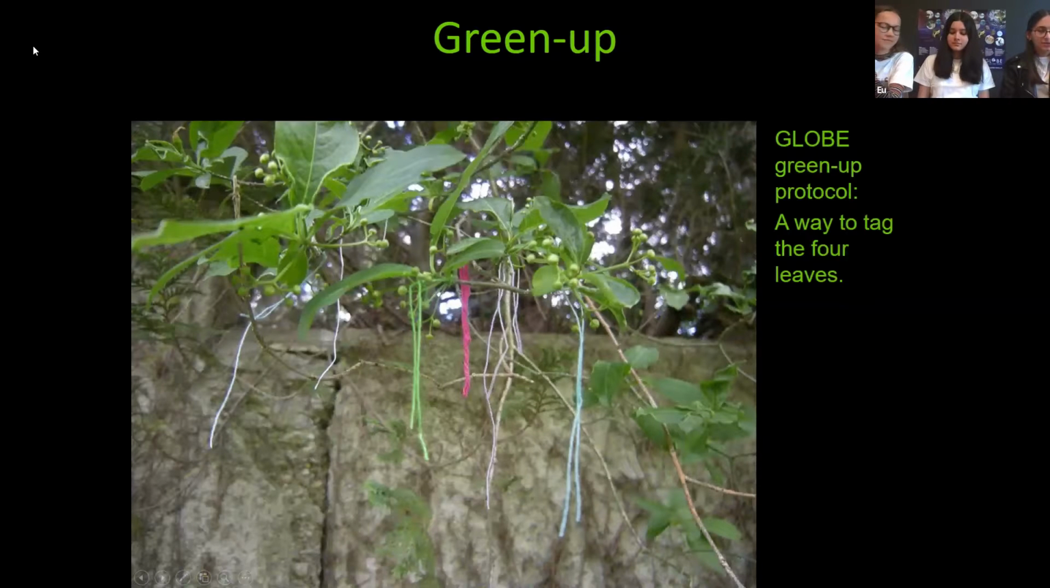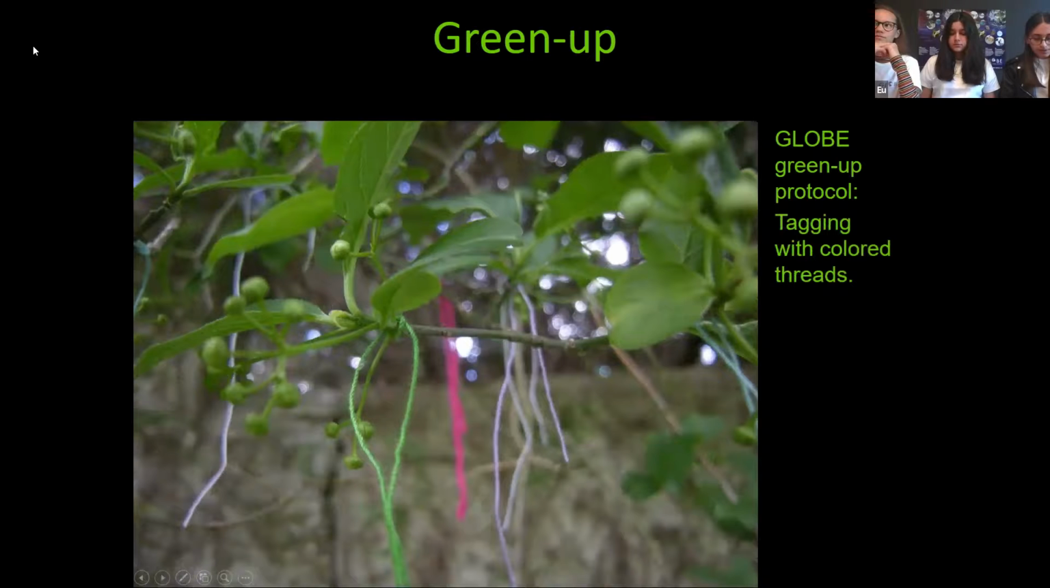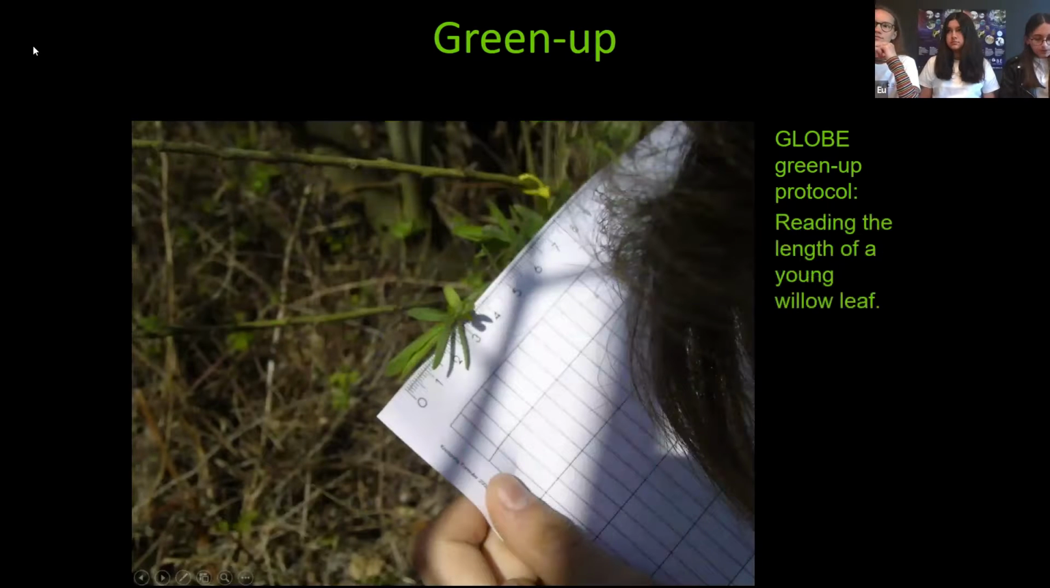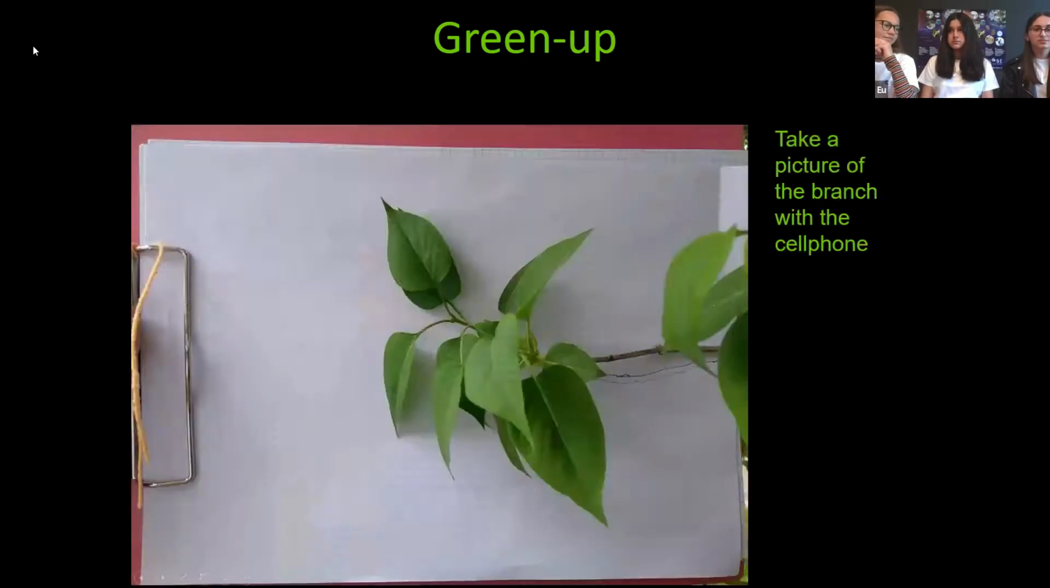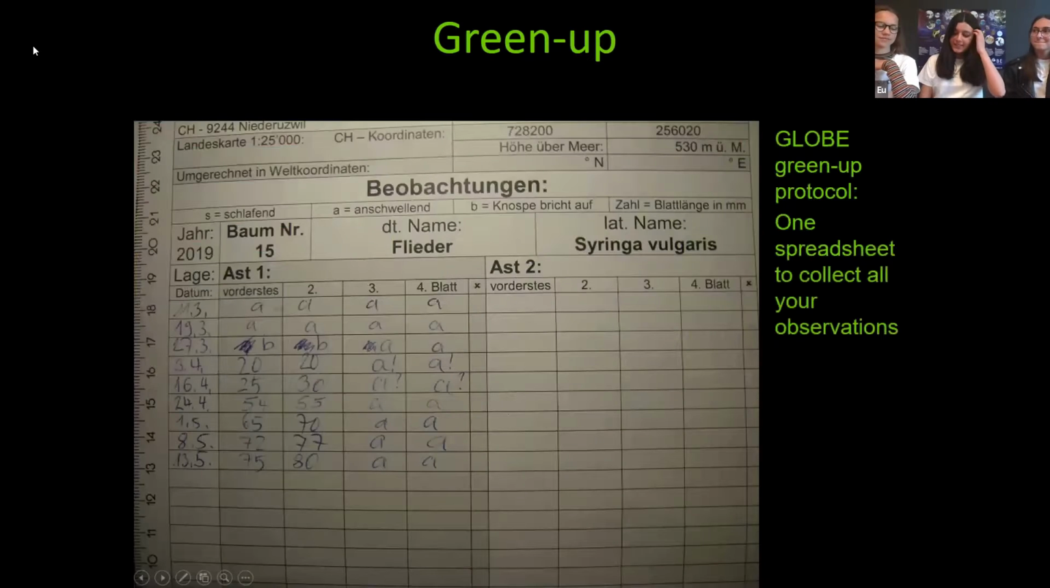Hi, I'm Arthur. I will explain how green up works. On our tree, we take a branch with a thread and choose 4 buds. One time in a week, we observe the buds as they swell. Later, they are bursting and we can measure the leaves. When we observe the leaves, we take a picture with the mobile phone and fill in the protocol to document the changes.